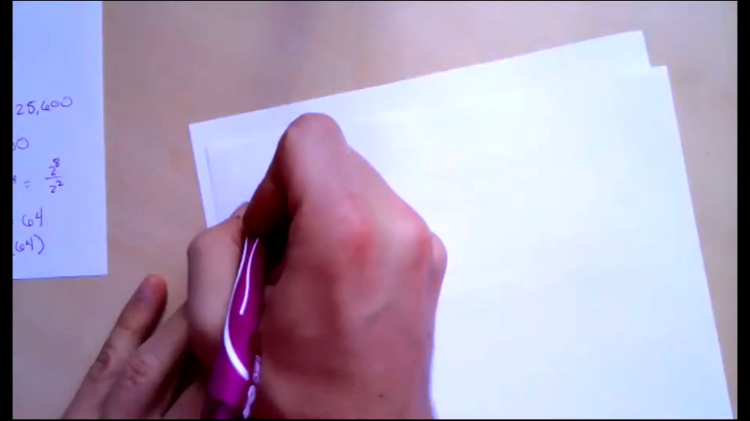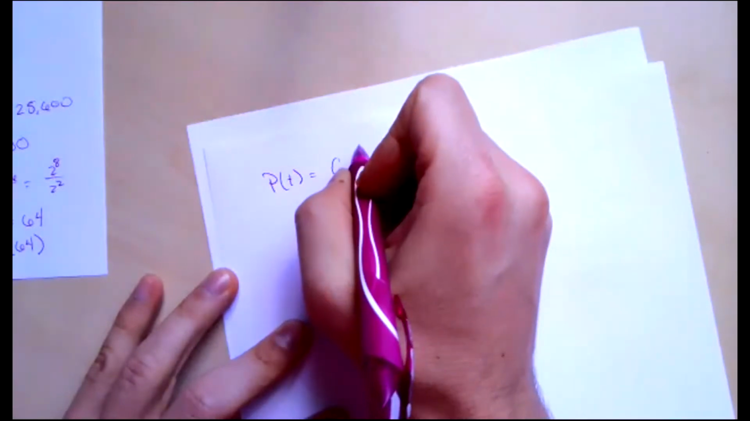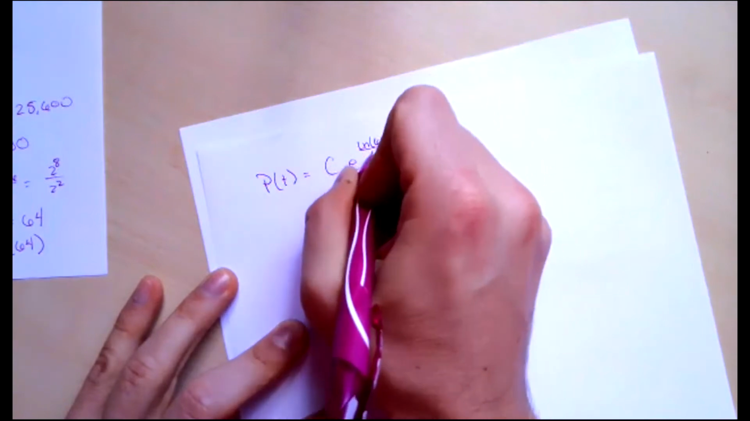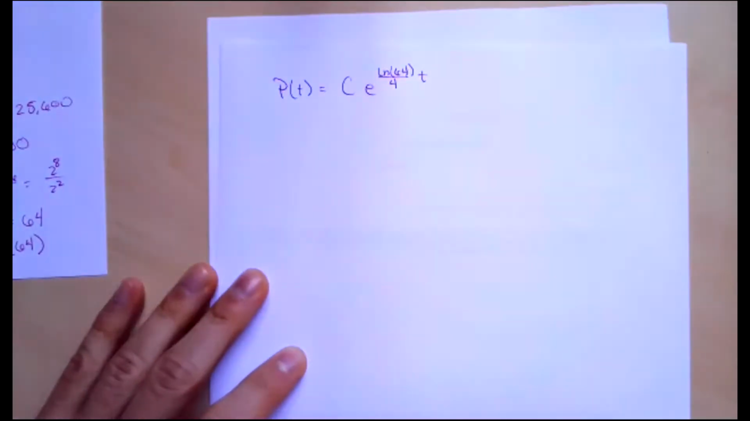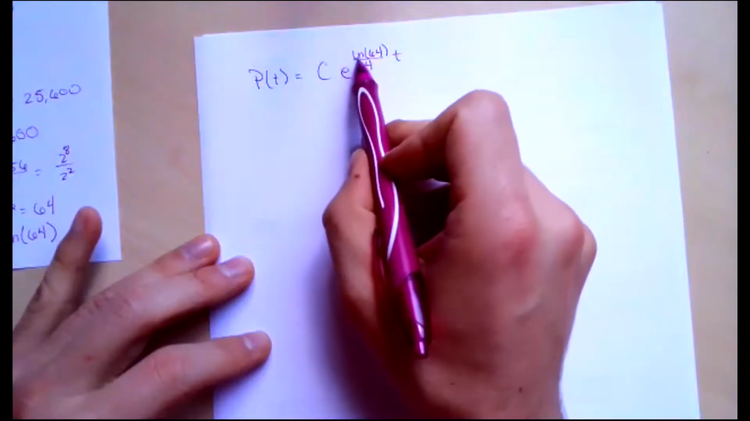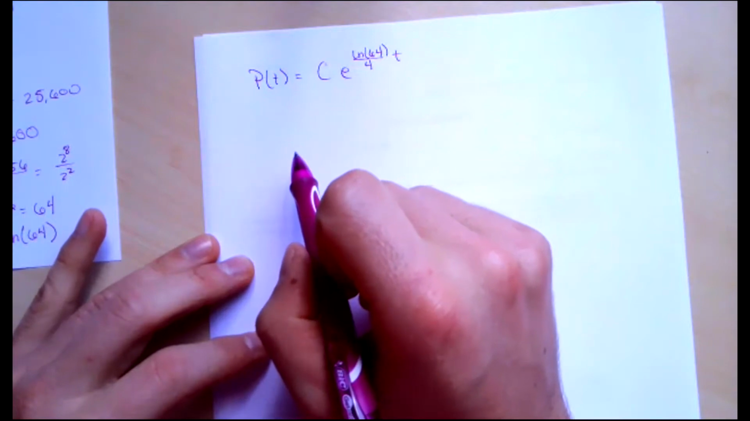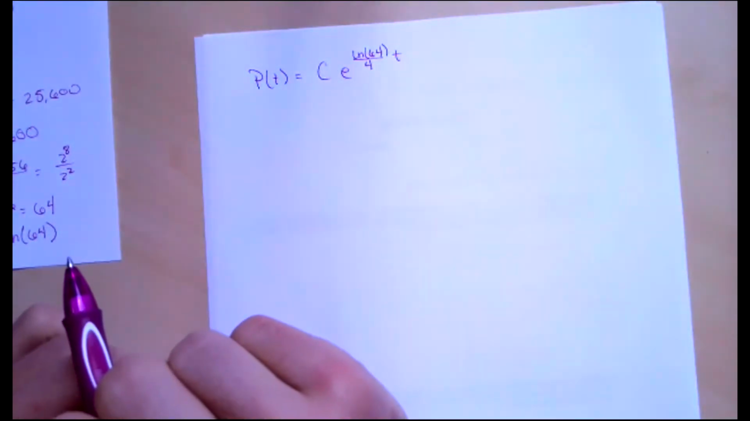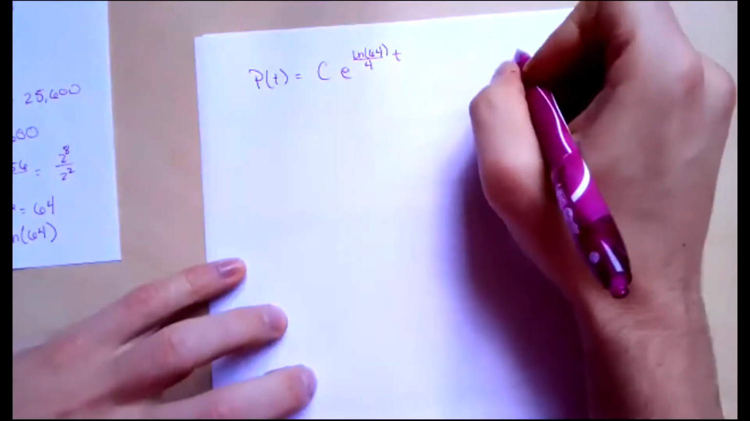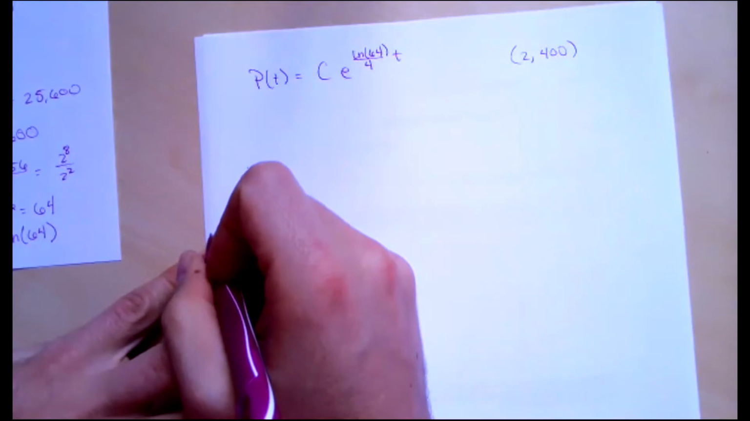Let's see, so we've got P of t is C times e to the kt, which is natural log of 64 over 4 times t. You can leave it like that, or again, we could play some games and simplify this e and natural log if we wanted to. How do I solve for the constant there? Well, we just use any of the other data points. So we had the point 2, 400. Let's go ahead and plug that in.